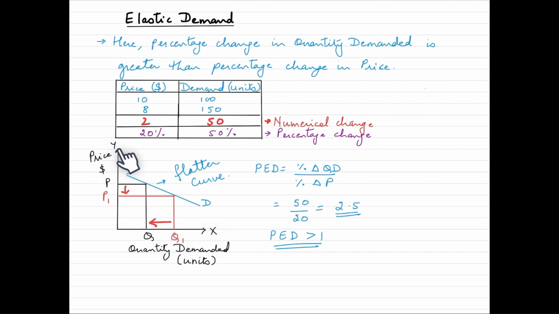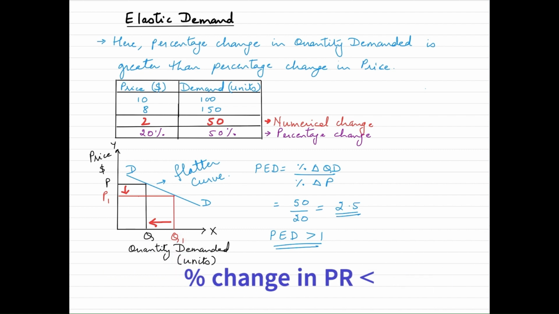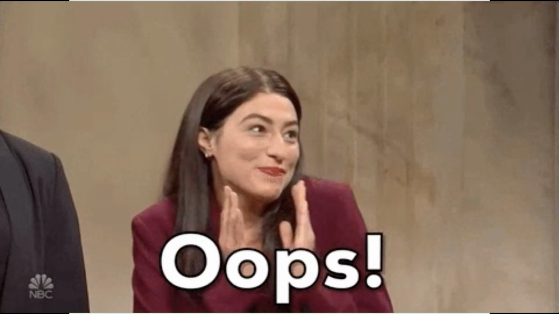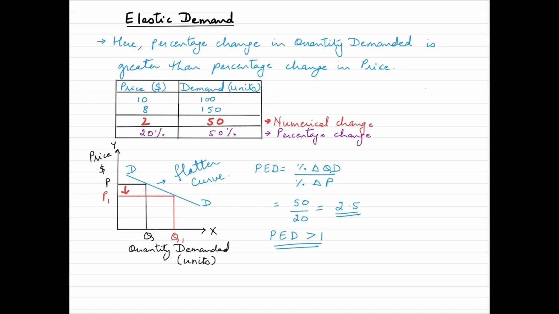What happens here is, again, the y-axis has price measured in terms of dollars, and the x-axis has quantity demanded in units. So, a smaller change in price from P to P1 has caused a greater change in quantity demanded from Q to Q1, and this arrow has been plotted in the wrong direction. Let me just quickly correct that. So this is the direction in which the demand has changed.